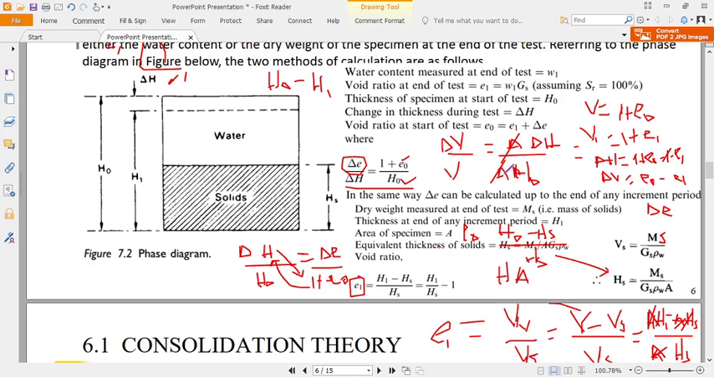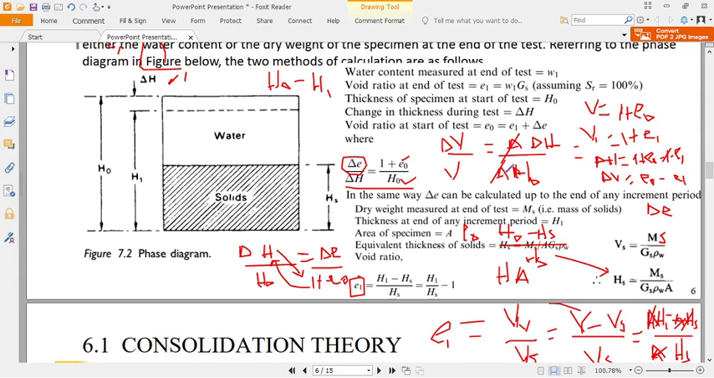So in terms of H to be H naught, remember this one also represents change in what? In volume, which will be H naught minus H1. So it can be done using these two ways, and that is our mv. It's a very important coefficient. Is that okay? As we shall see later.